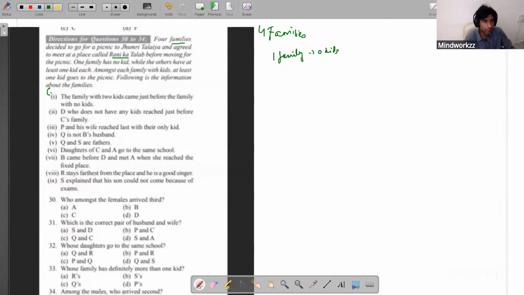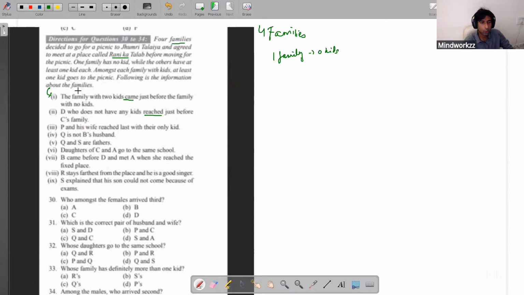And following is the information given to us about the families. So the first statement says the family with two kids came just before the family with no kids. So if you read the second clue, D who does not have any kids reached just before C's family. So these two clues tell us that this set is going to be about people reaching at a particular place, and when are they reaching? That is what is going to be told to us.